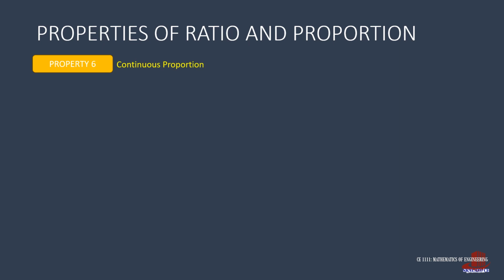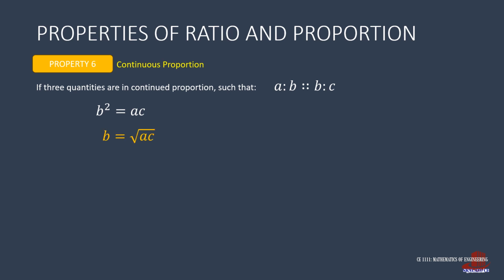Property 6 discusses continuous proportion. If there are three quantities in a continuous proportion, where the proportion becomes A is to B as B is to C, by using cross multiplication, we get B squared as equal to AC. And B is then solved as the root of A times C, where A is the first proportion, B is the proportion mean, and C is the second proportion.